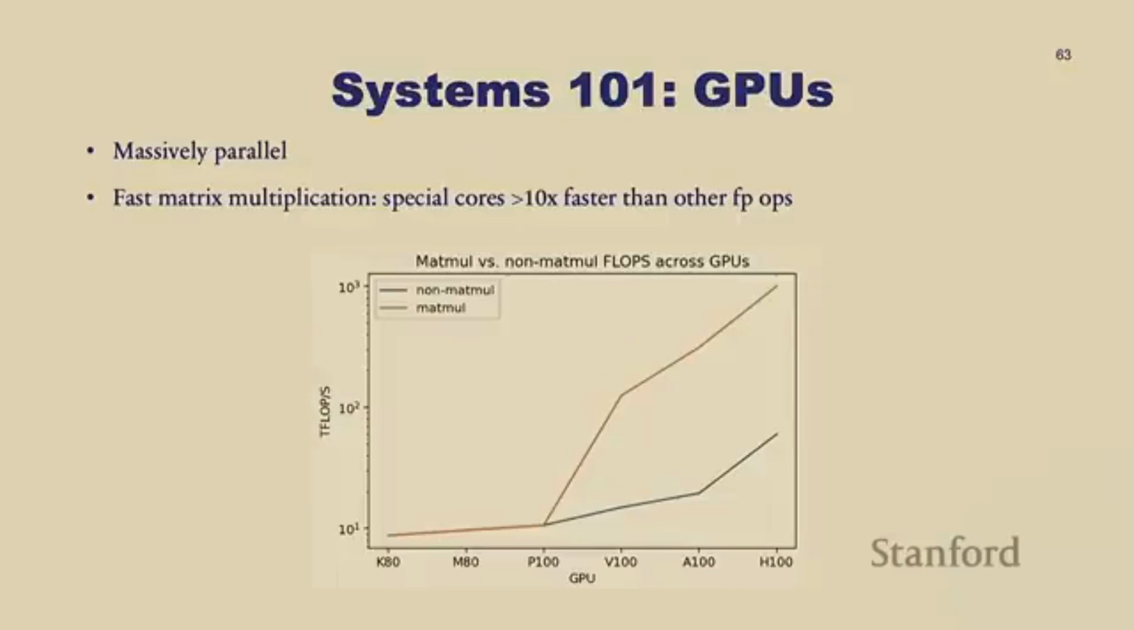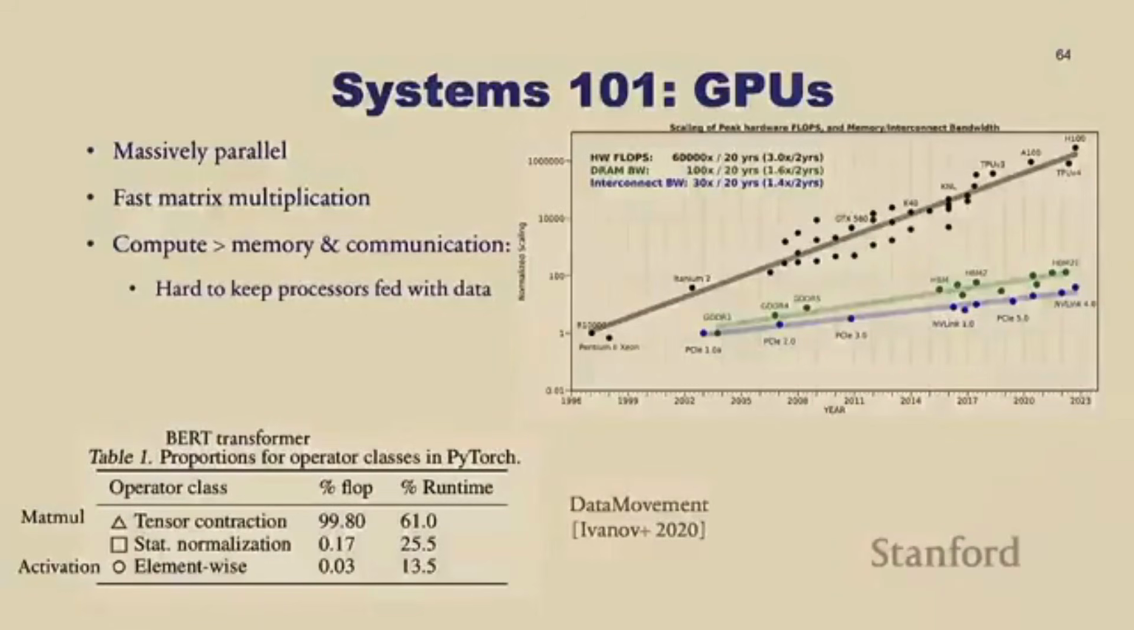GPUs are optimized for fast matrix multiplication. Every time you do something on a GPU, if you can do it with a matrix multiplication, it's going to be 10 times faster than with anything else. That is a little bit annoying, because it means we are kind of bottlenecked to doing everything with matrix multiplications. Another thing to note is that compute has been improving faster than memory and communication. So right now, the data that you send to GPUs is hard to keep up with the processing. Most of your GPUs are going to be idle if you just run normal code and don't optimize it.